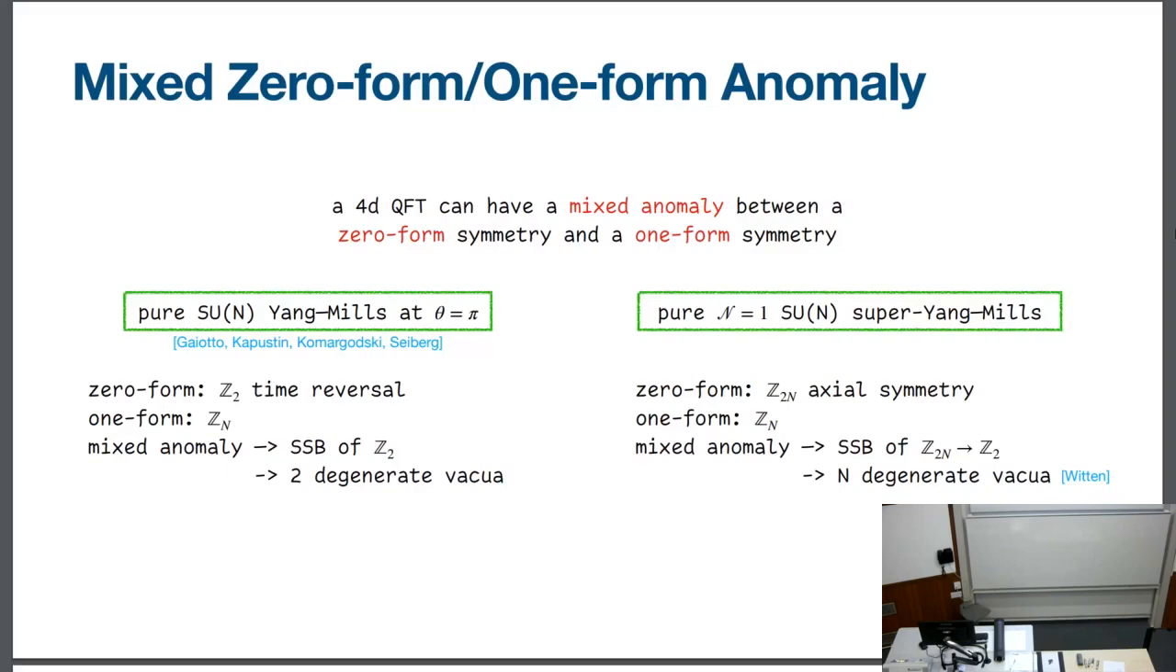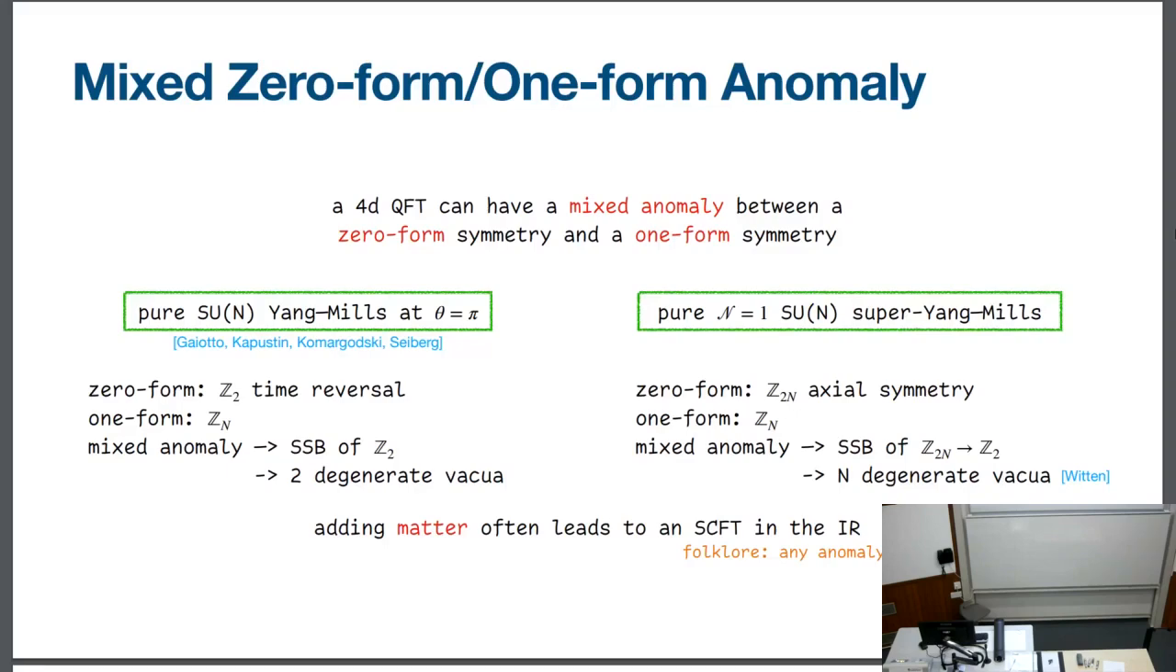Okay, so in this case, we're only learning what we already knew, but it's nice to see that the structure of this new anomaly matches with what we knew. So we would like to have some more examples. Maybe some more examples where we didn't already know the answer.